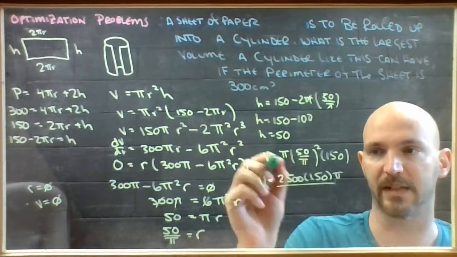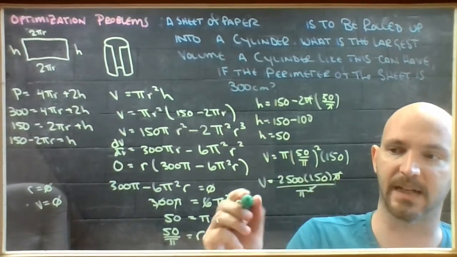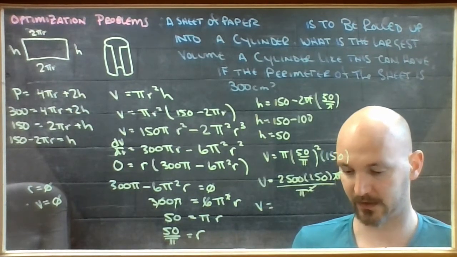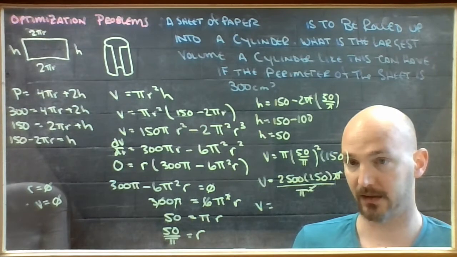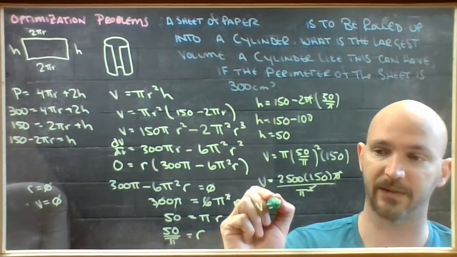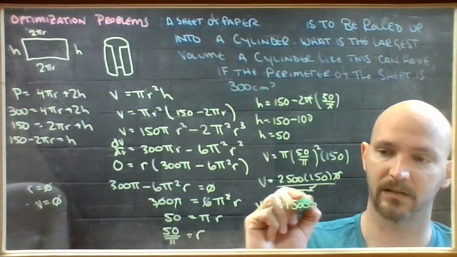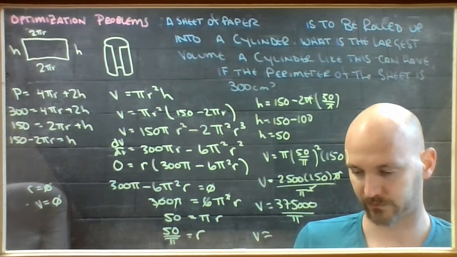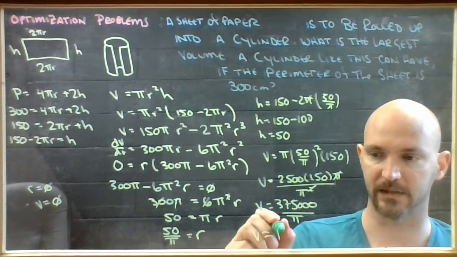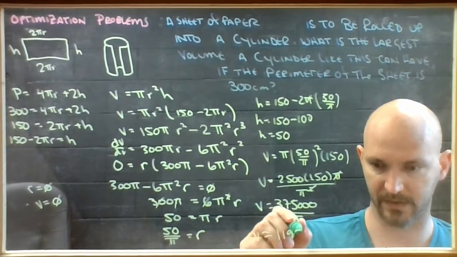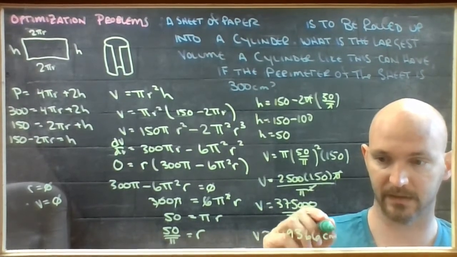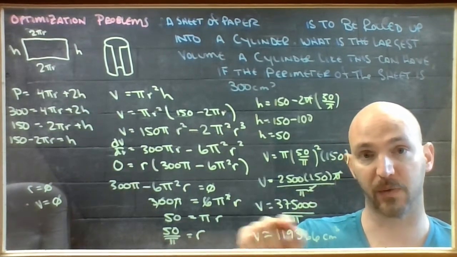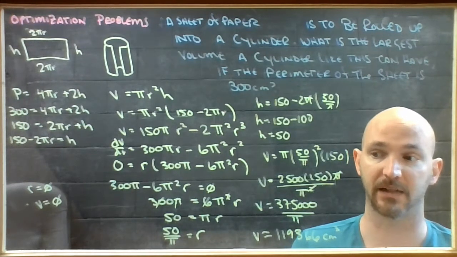Pi divided by pi squared, let's just write it down. Pi, and then that's pi squared. One of these divides that. So I end up with 2,500 times 150 equals 375,000 divided by pi, which is approximately 119,366 cubic centimeters. Okay, now this answer would have been perfectly fine. You can leave something as a fraction of pi in the denominator. It's no problem.